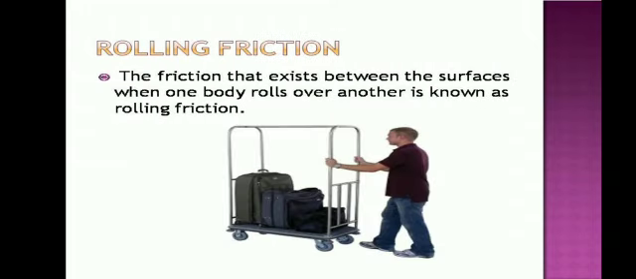Rolling friction. The friction that exists between the surfaces when one body rolls over another is known as rolling friction. See, we all might have seen luggages fitted with some rollers. Why is it fitted with rollers? To move easily. So rolling reduces the friction. That's why luggages are fitted with rollers.